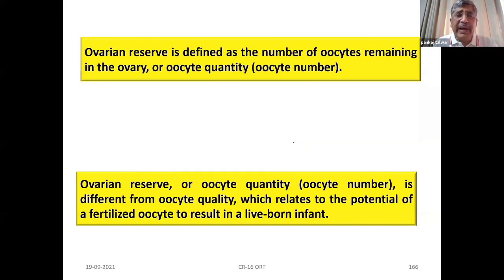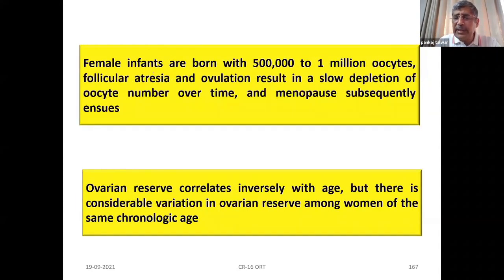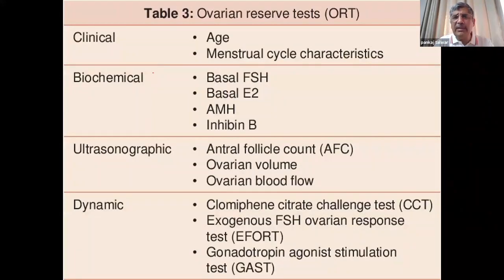So ovarian reserve is defined as the number of oocytes remaining in the ovary. That is the oocyte quantity, oocyte number. Ovarian reserve, as I've told you, is the oocyte number. And we have also said that there's a variation in the AMH, there's a variation in the AFC, and a lot of things happen in the body which is not static in the woman. So we have to draw a balance amongst them.